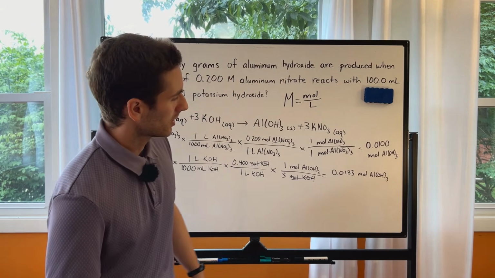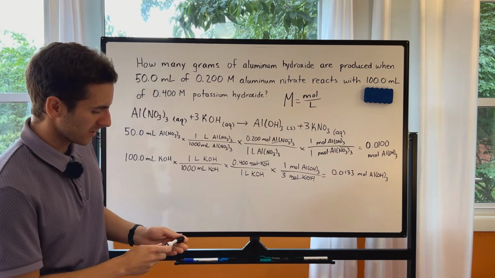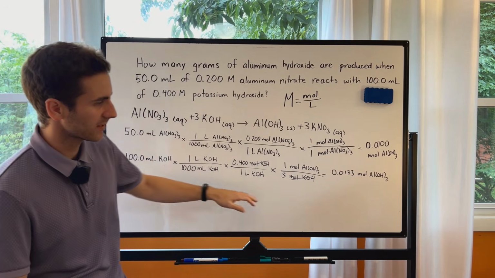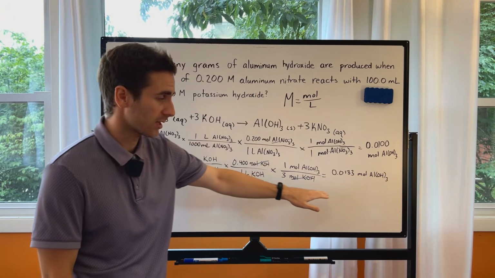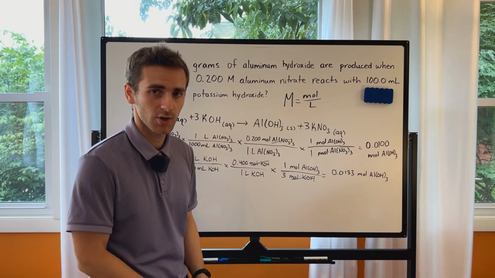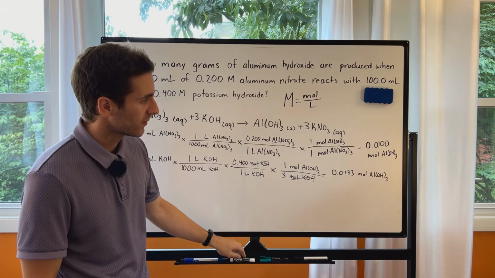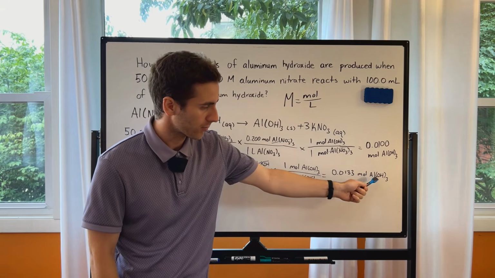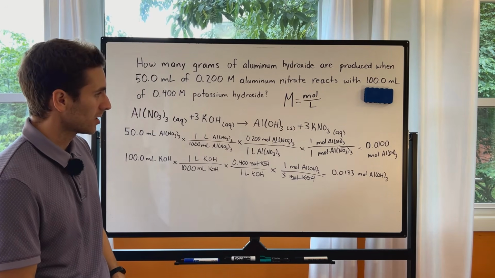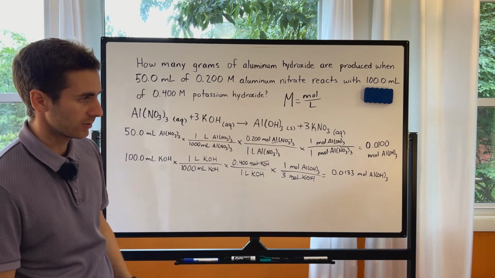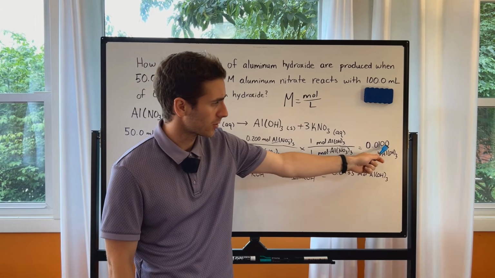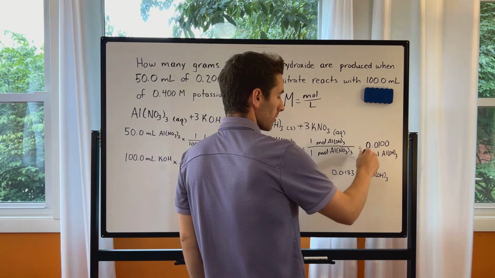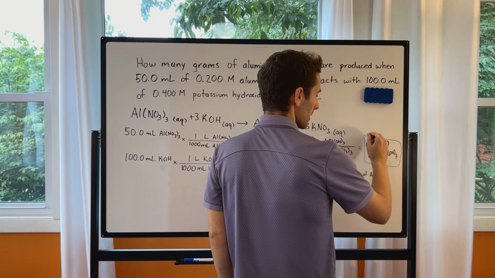Okay, so now comparing, this is how many moles of aluminum hydroxide would be produced if all of the aluminum nitrate reacts. This is how many moles of aluminum hydroxide will be produced if all of the potassium hydroxide reacts. Well, we have enough potassium hydroxide to produce 0.0133 moles of aluminum hydroxide, but we don't have enough aluminum nitrate to produce that much. We only have enough aluminum nitrate to produce 0.010 moles of aluminum hydroxide. So the smaller value, that's how much you're actually going to get.